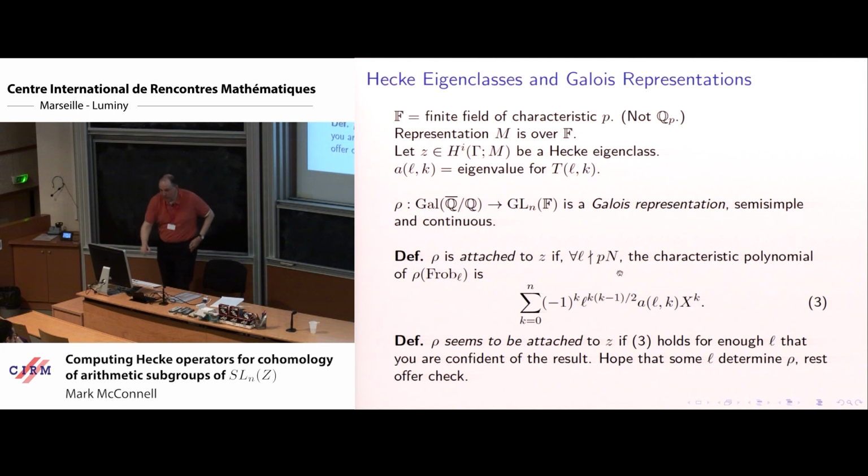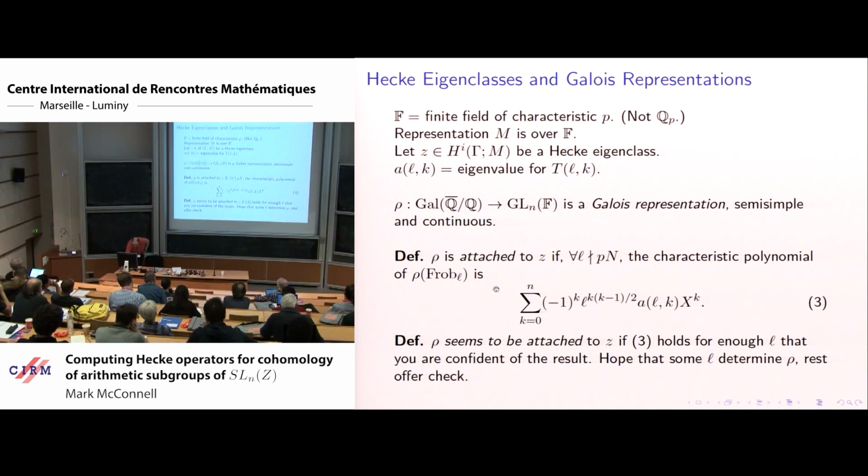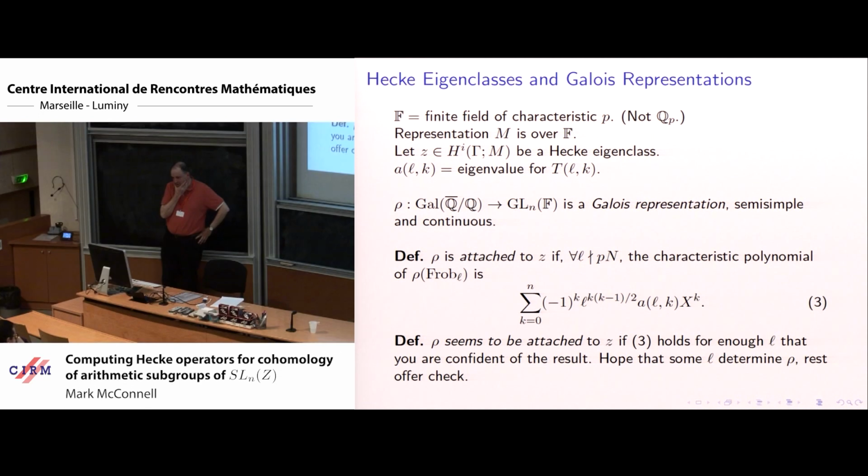the characteristic polynomial of the Frobenius is given by this. That's the formula that one expects from classical theory of L-functions and then from the theory of automorphic forms. So that's what it means for rho to be attached to a Hecke eigenclass. We say that rho seems to be attached to a Hecke eigenclass if that formula holds for enough ℓ that you feel confident about it.